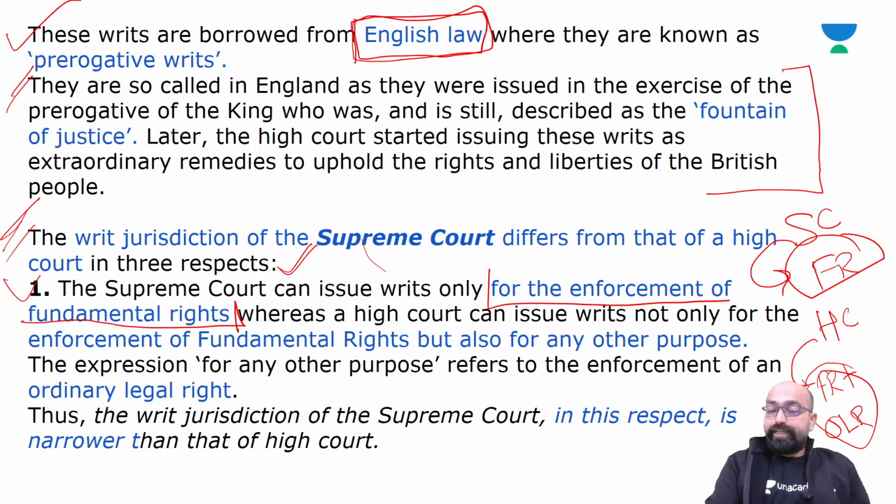Clear? So with this first statement, we can say the writ jurisdiction of the Supreme Court is narrower than that of the High Court. Remember this statement, guys.